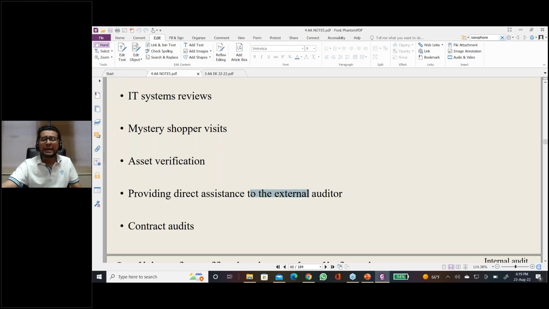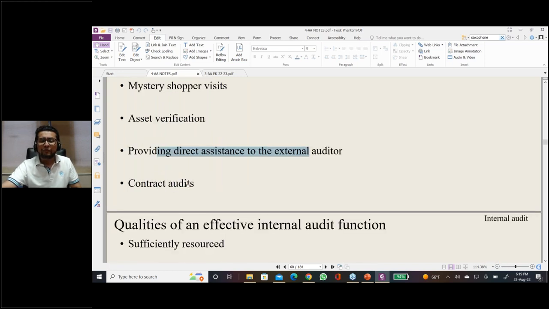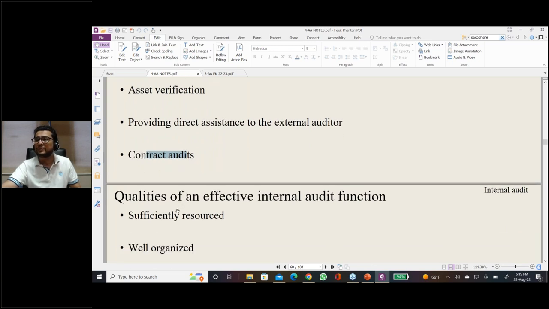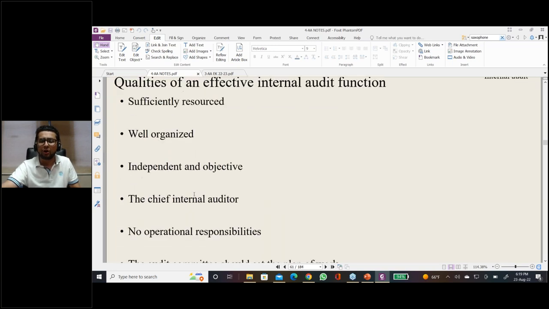Internal auditors could help the external auditor. They could perform contract audits in order to verify whether the contracts made by the company are in the best interest of the company or not.